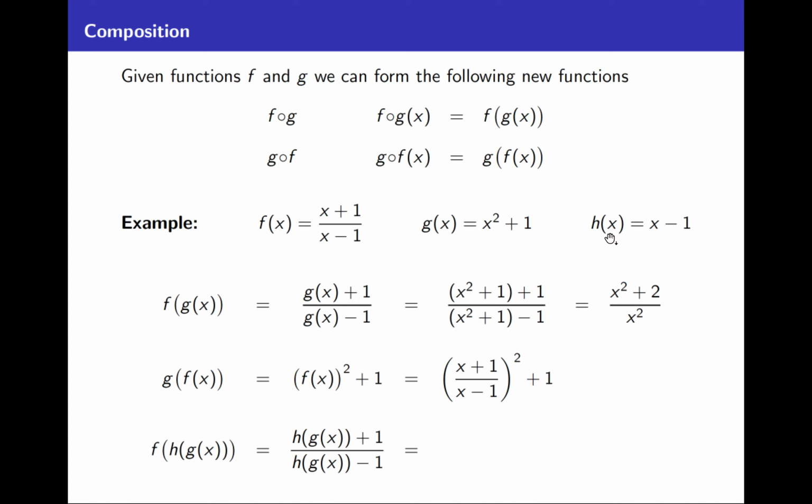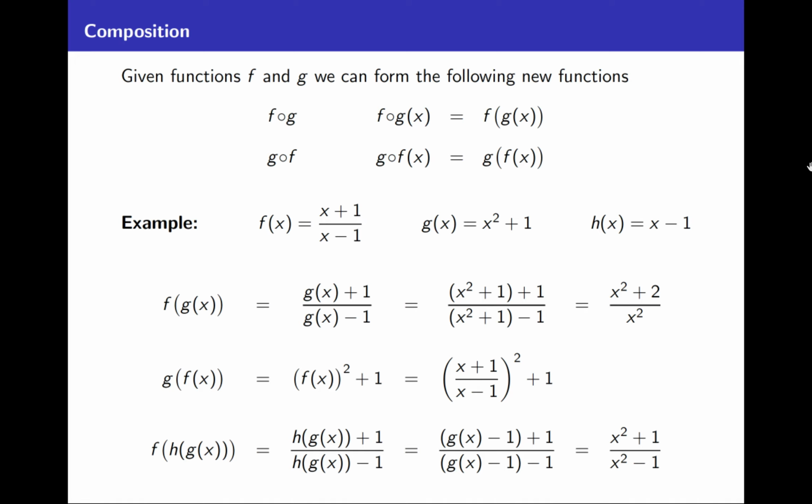Now, h of x is x minus 1. Whatever gets plugged into h of x, you just subtract 1 from it. So h of g of x would be g of x minus 1. And that happens here and also there. And finally, you simplify, and you get x squared plus 1 over x squared minus 1.